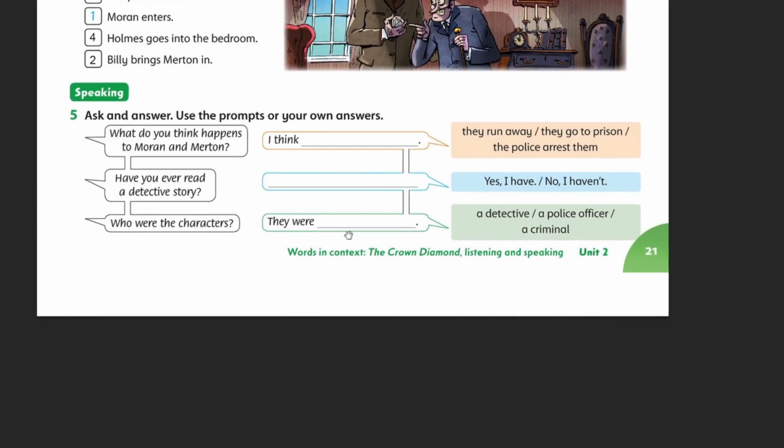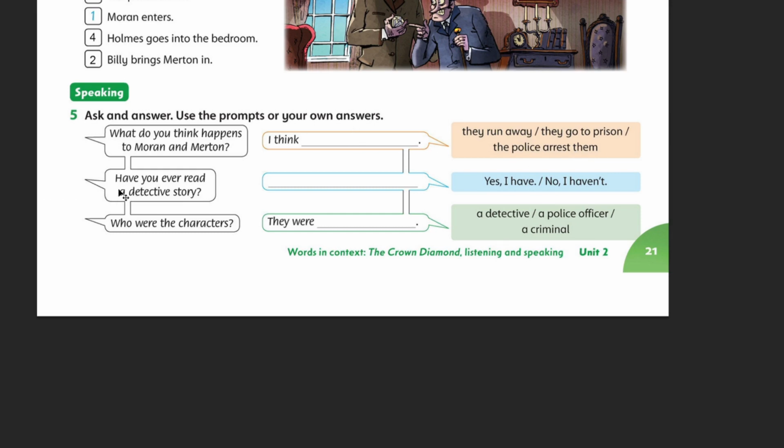So that's it. Now you're going to answer this one by yourself. Ask and answer. Use the prompts in your answers. For example, number 1, what do you think happens to Moran and Merton? So I think they run away, they go to prison, the police arrest them. What do you think happened to both of them?